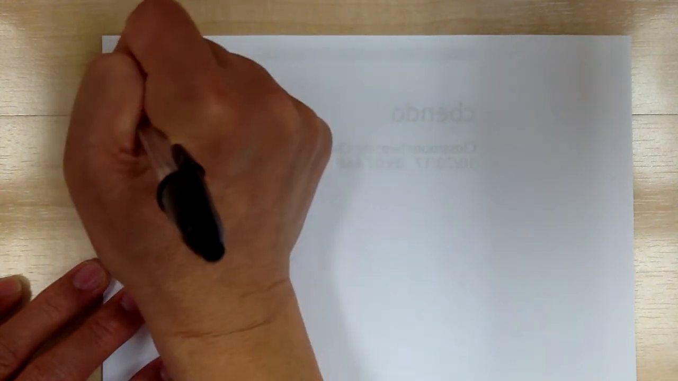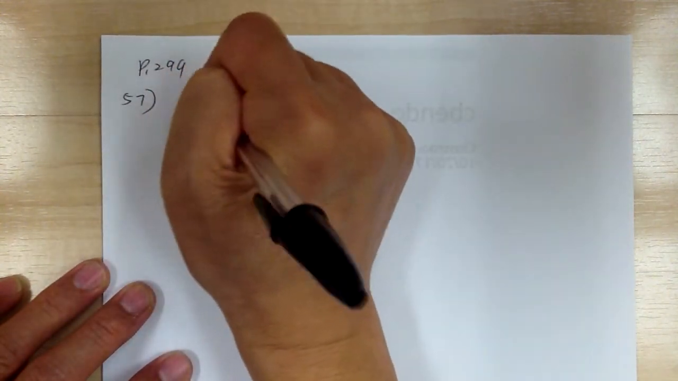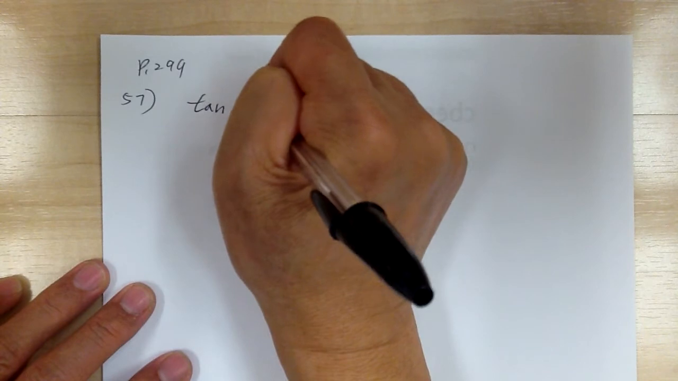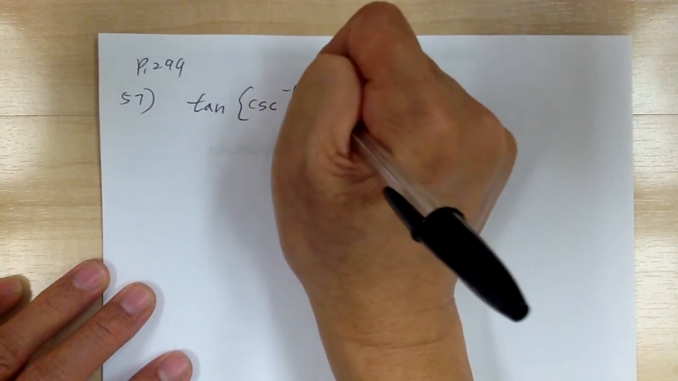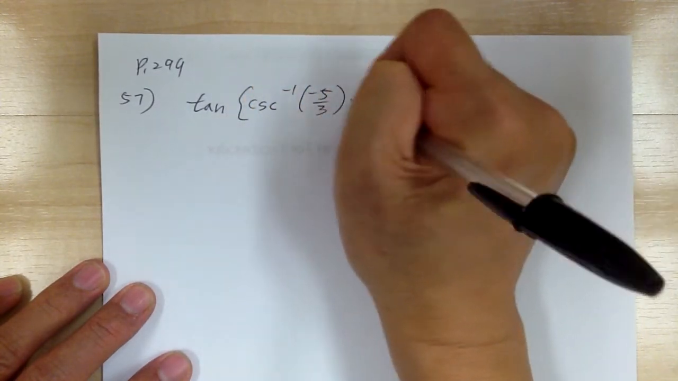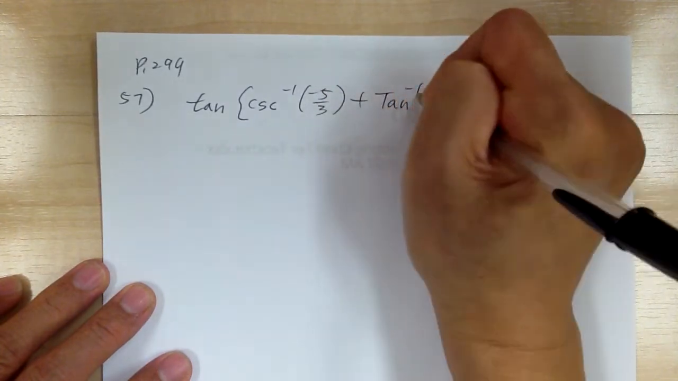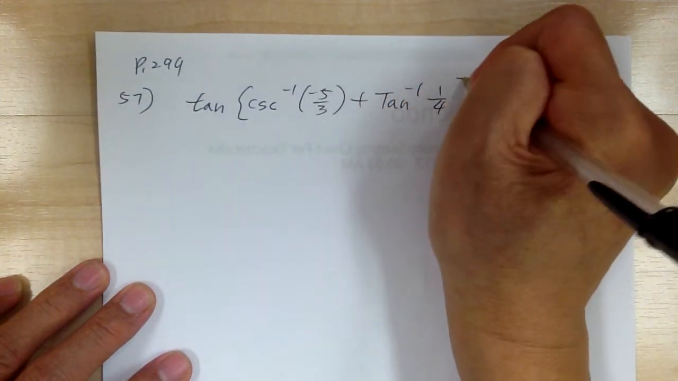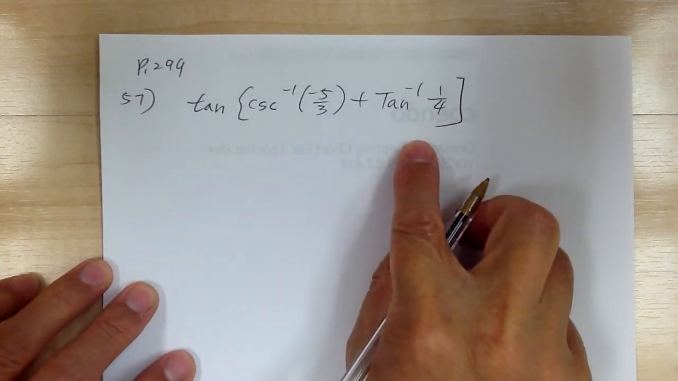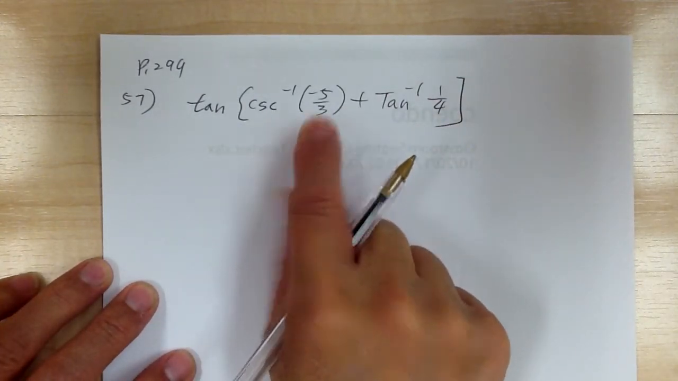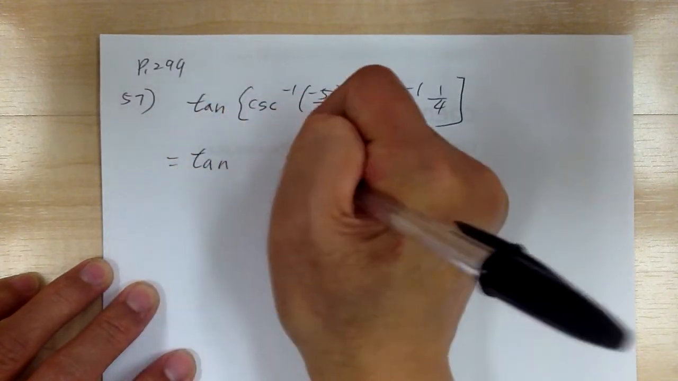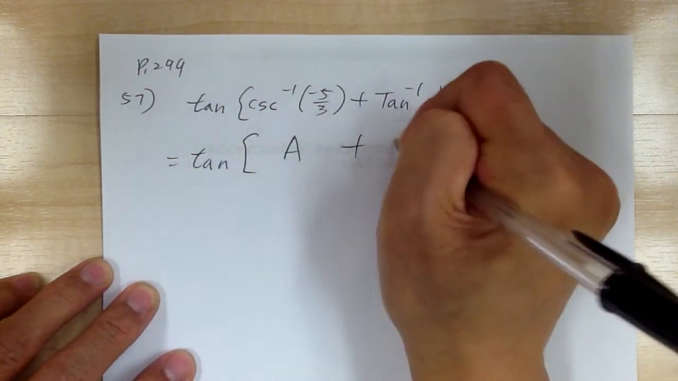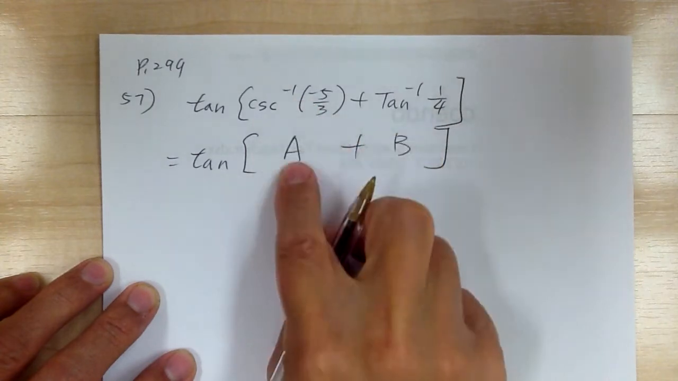Okay, let's go to number 57. Okay, you have tangent of cosecant inverse of negative 5 over 3 plus inverse tangent of 1 over 4. Again, when you have this kind of situation, as soon as you see the inverse function, you have to treat it as an angle. So this is equal to tangent of angle A plus angle B. Okay, so that's your angle A, that's your angle B.